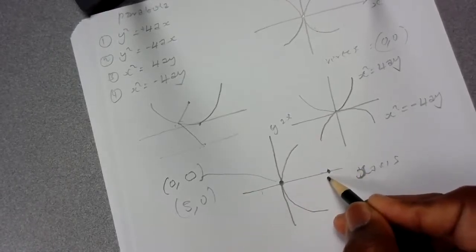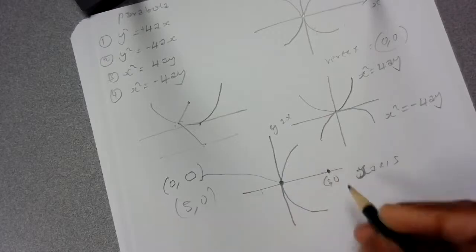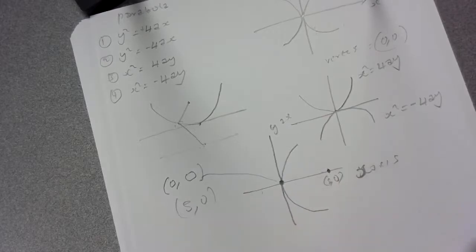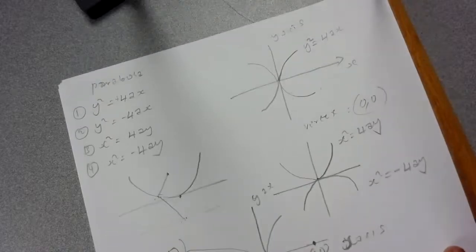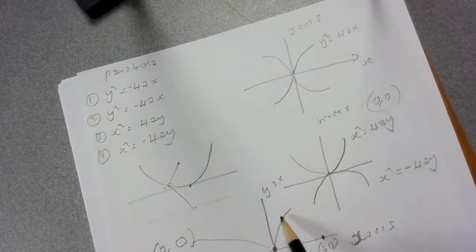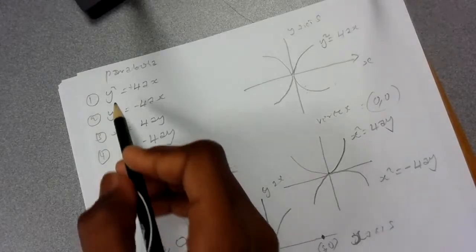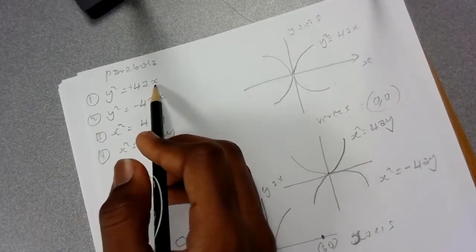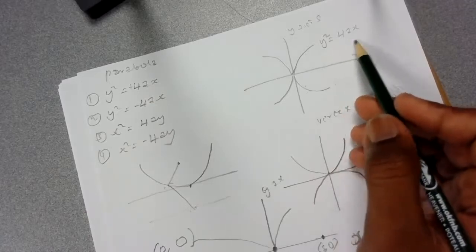The focus is 5, 0, and that's what I plotted here. Now we need to know which equation it is. Of the four equations of a parabola, this one opens right. So it's going to be y squared equals 4ax. That is the one that opens right.